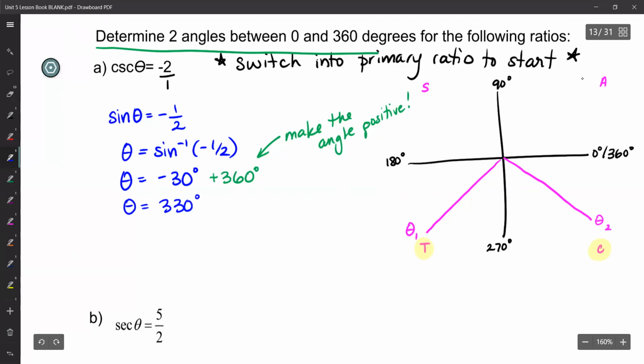That makes a lot more sense because we're looking for something in between 270 and 360. So we've actually just found theta 2 here. This is 330. So we'll label that theta 2 to match with our drawing. And can somebody tell me what's the reference angle here? What is the measurement of this angle inside here?